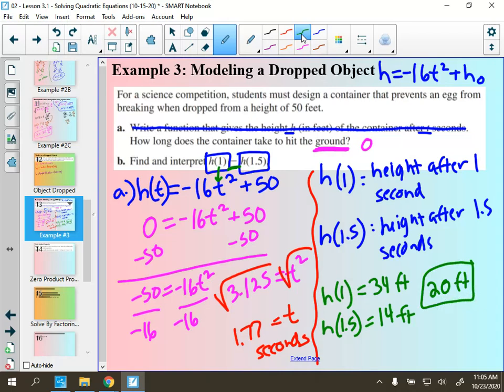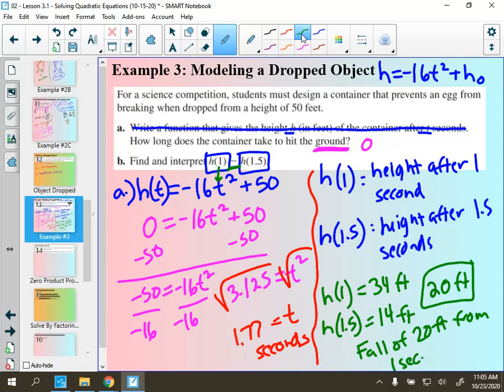What do we drop? An egg falls 20 feet in half a second there, from 1 to 1.5 seconds. So we would say something like the fall of 20 feet from 1 second to 1.5 seconds. So it took a half second to fall 20 feet during that time interval. All right. So that's kind of what we would be doing there.